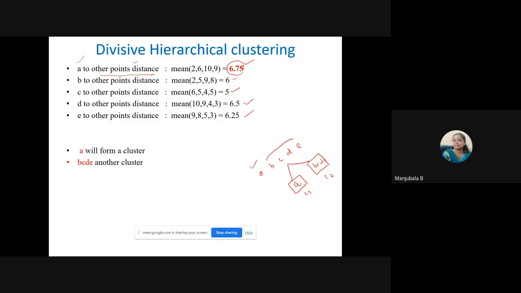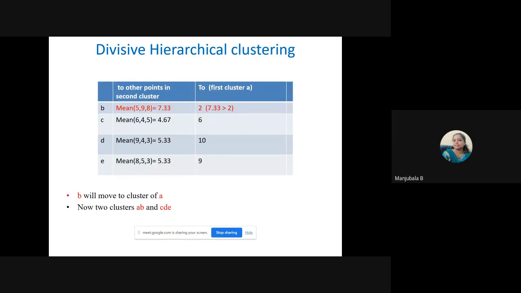Right? So this is what they were doing in step 1. A will form a cluster. Second, B, C, D, E will form another cluster. Now next, what we have to do? Now for B, C, D, E, we have to see what is the distance from B to the remaining 3 points in the cluster. So for B, the remaining 3 points are C, D, E.